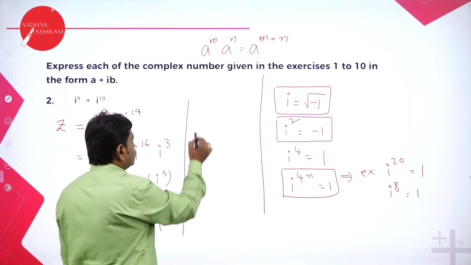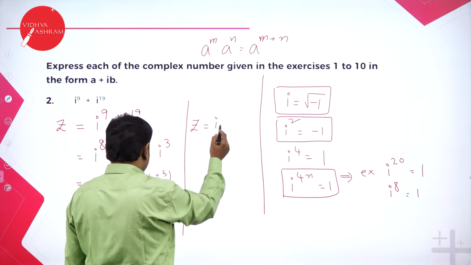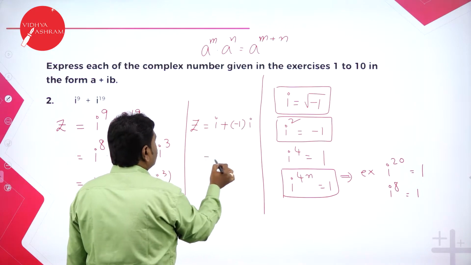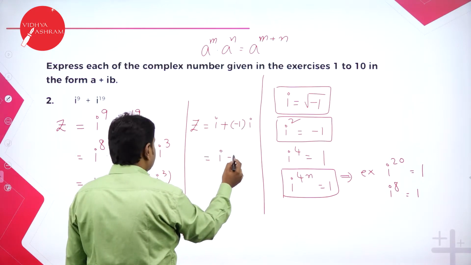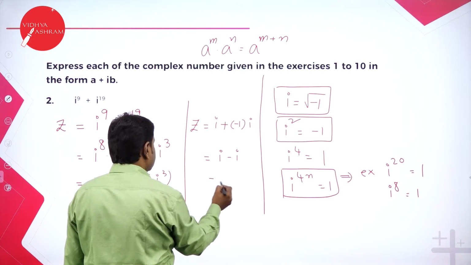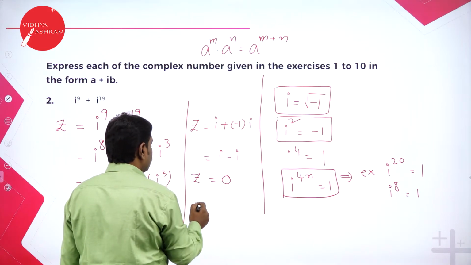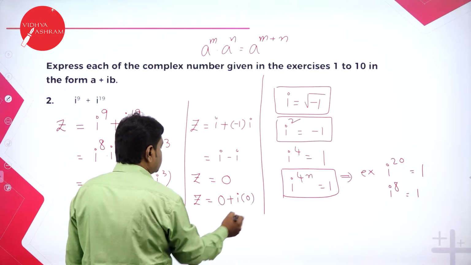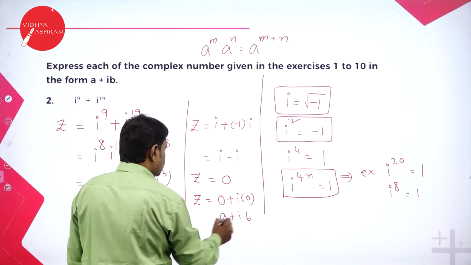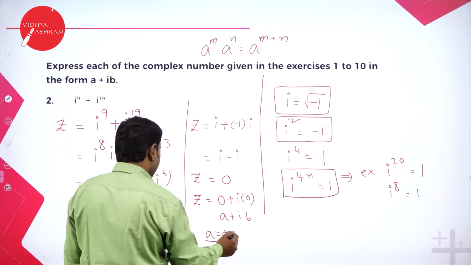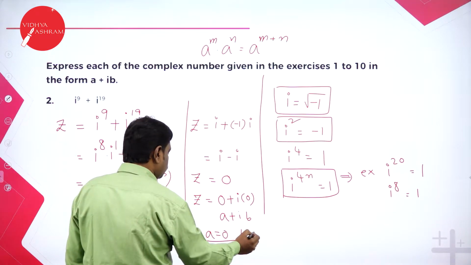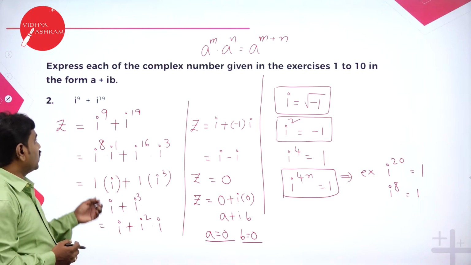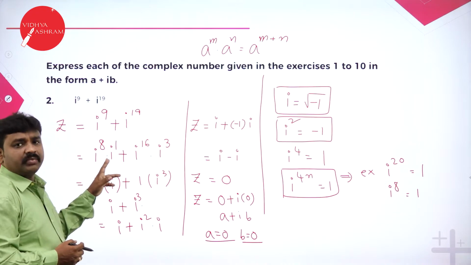So further, z value is: first term is i, second term is i square, and i square is minus 1 into i. So it will become i minus i. i minus i is 0. So z is 0, I can write 0 plus i times 0. Now it is in a plus ib form, and your a value is 0 and b value is 0.